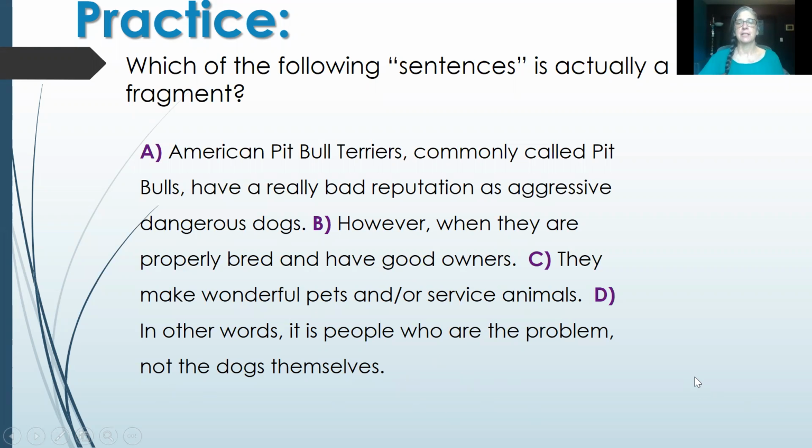Okay, how do you think we should fix this fragment, B? This one you can connect to the one after it. Yep. Sometimes it belongs to the sentence after it. However, when they are properly bred and have good owners, they make wonderful pets and or service animals. Beautiful job, Joey.